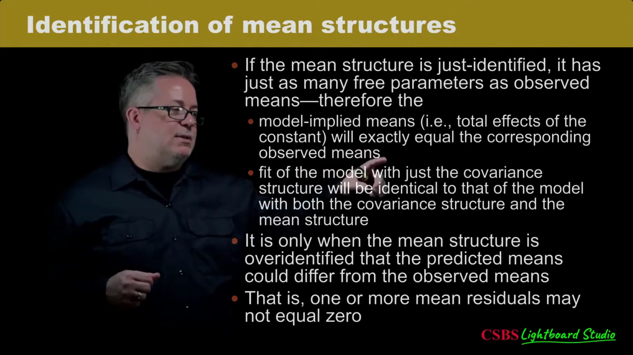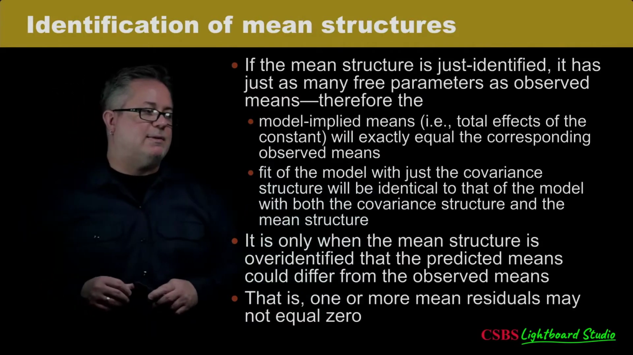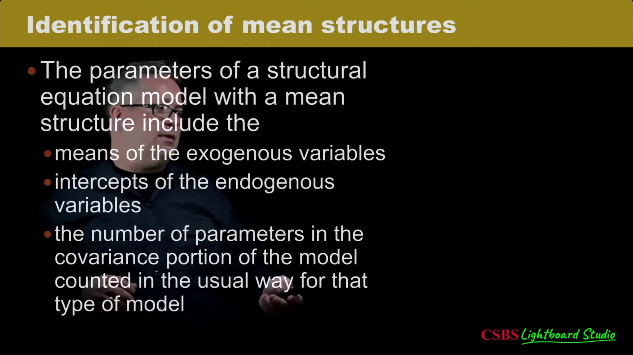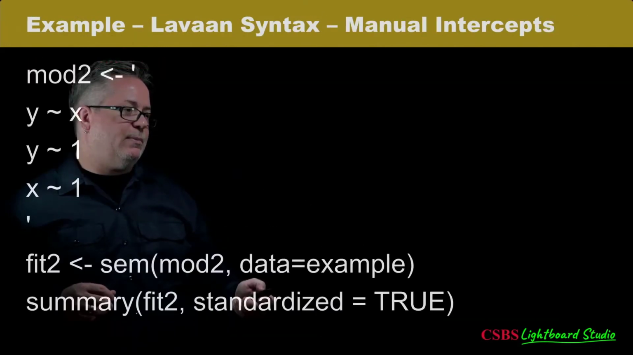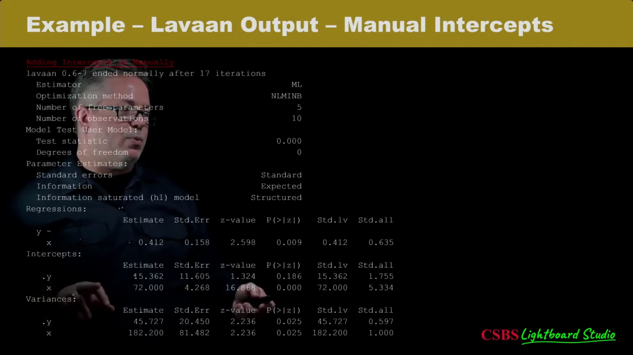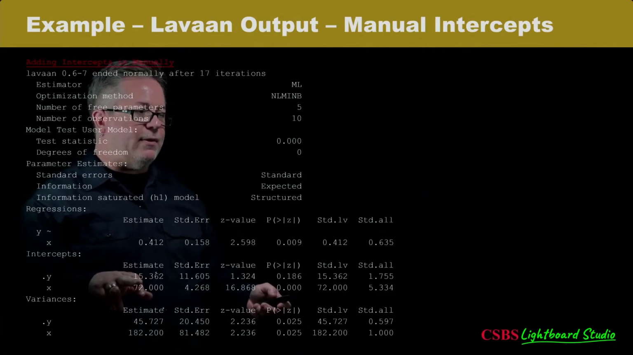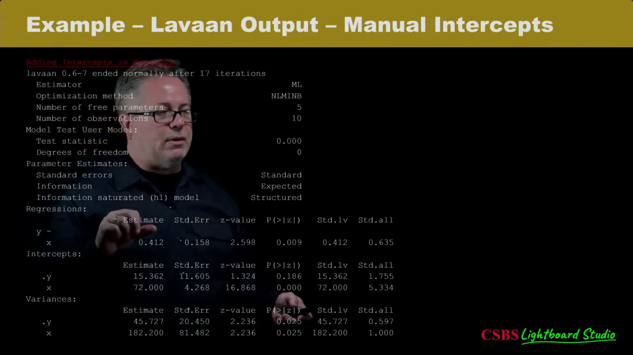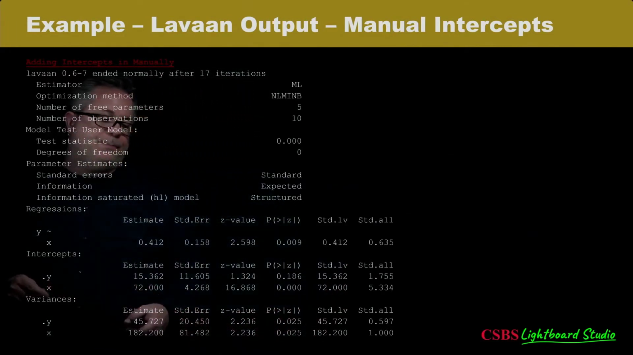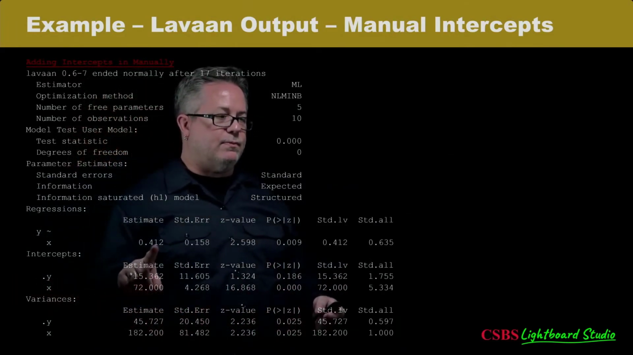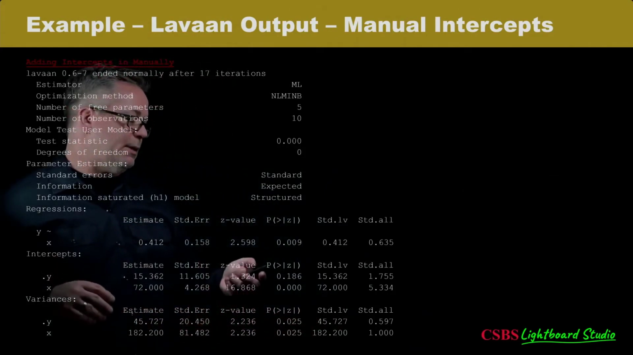Model implied means, like total effects of the constant, will exactly equal the corresponding observed means. All right, so it's likely that when we computed the y means a minute ago, we didn't get exactly 45 because of rounding. We're only rounding to 3 here, so we weren't getting exact numbers because of the limitation in the rounding.